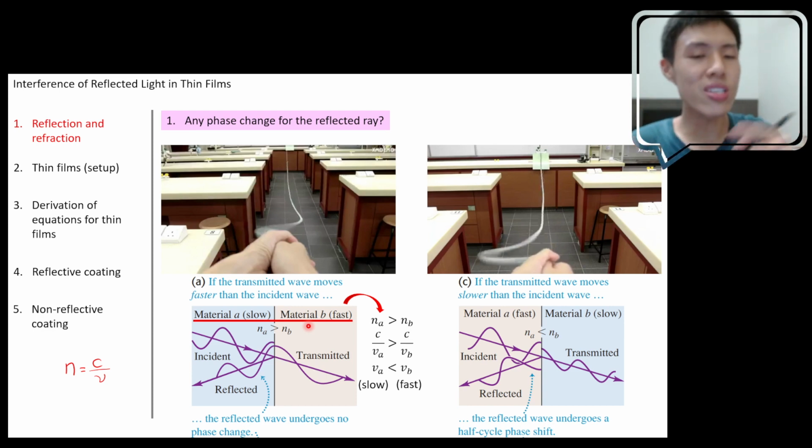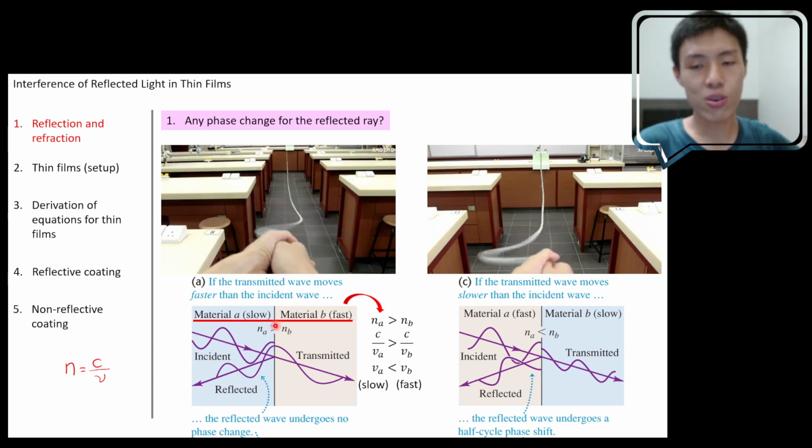You're going from which medium to which medium. If you're going from high index of refraction medium to low index of refraction medium, there's no phase change. But if you're going from low index of refraction medium to high index of refraction medium, there is a half cycle phase shift. So again, low to high, there's a half cycle phase shift. Fast traveling medium to slow traveling medium, there is a phase shift. Or from less dense medium to denser medium, there is a phase shift.